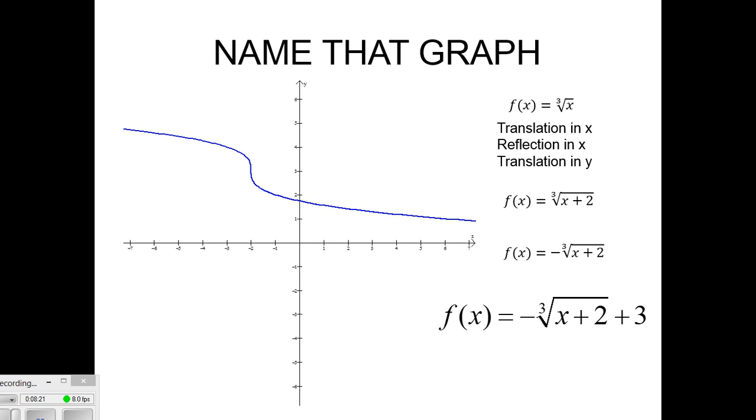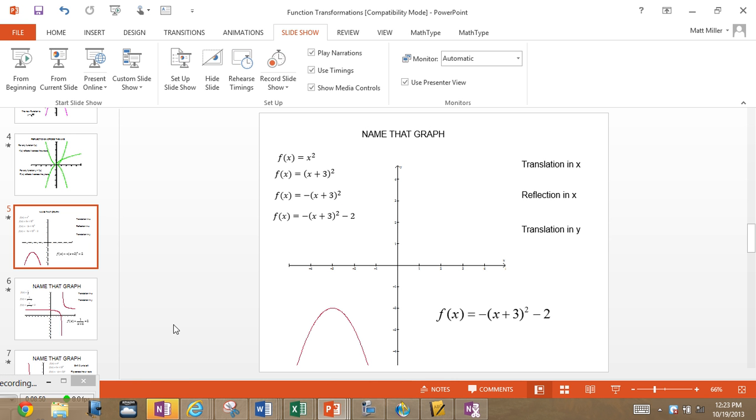And again, not a bad thing to check for some intercepts perhaps. If x is equal to 0, what is our y-intercept? If x is equal to 0, we've got the cube root of 2, which is some positive number, but then it's being negated by this sign here, which when we add 3 to it, we'll shift it right up to this location. And that is it for Name That Graph.